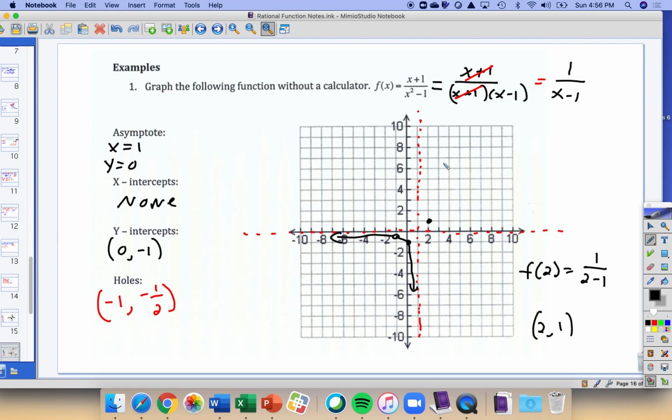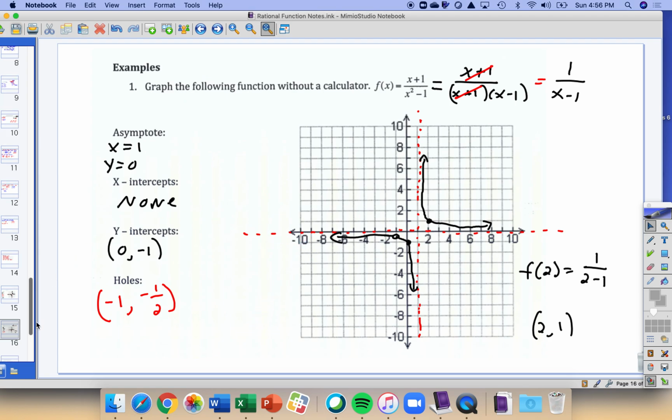And now I have 1 point, and I can just use my asymptotes as guides to help me from here on out. And it looks something like this. All of my characteristics plotted onto a graph. Okay. Now let's do one more example together.